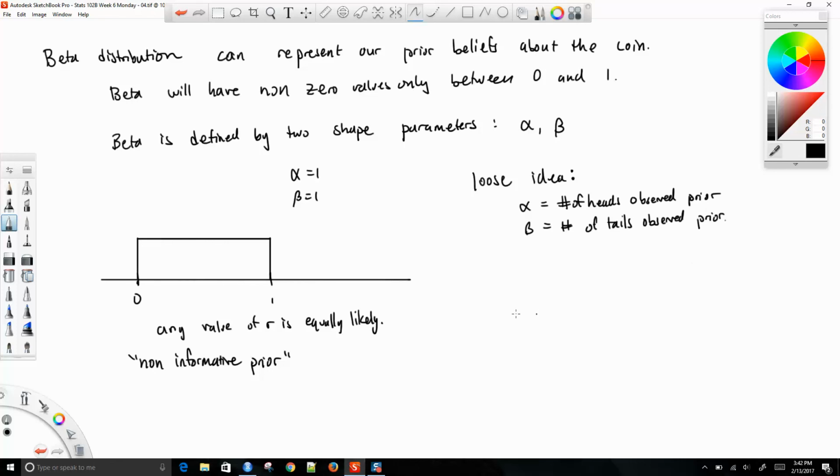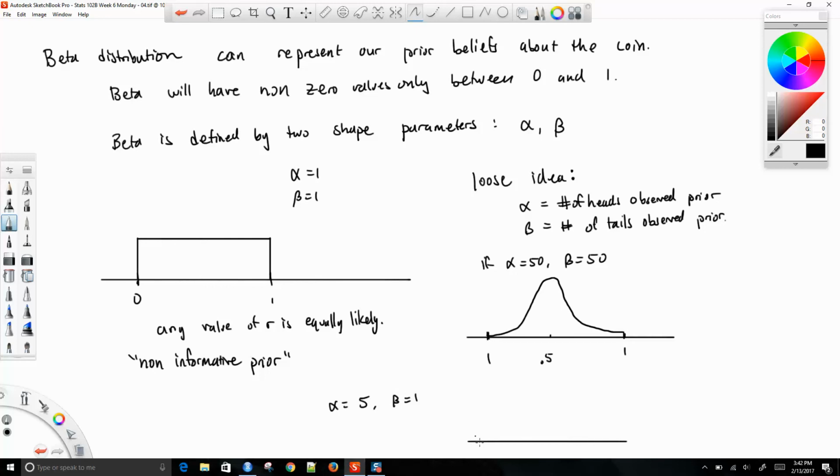Okay, and so what that means is if alpha is equal to 50 and beta is equal to 50, then this promotes the idea that we have a distribution centered at 0.5. Okay? And on the other hand, if we have alpha equal to, say, 5 and beta equal to 1, then this would suggest a distribution that favors one side over the other. Okay, and everything in between.